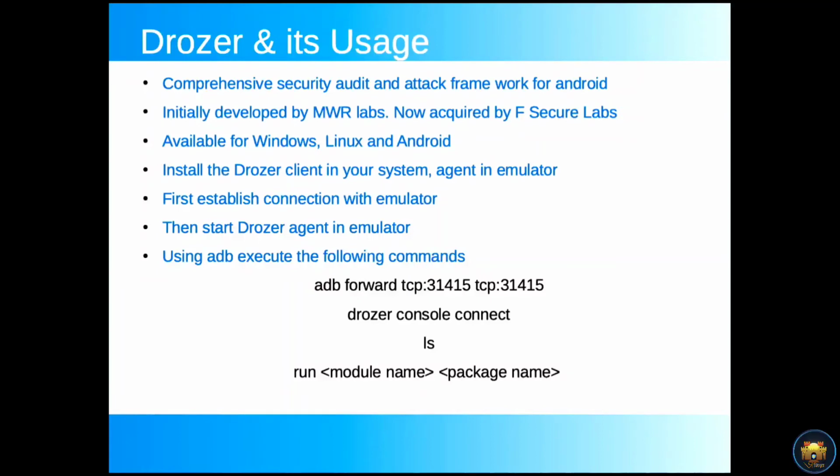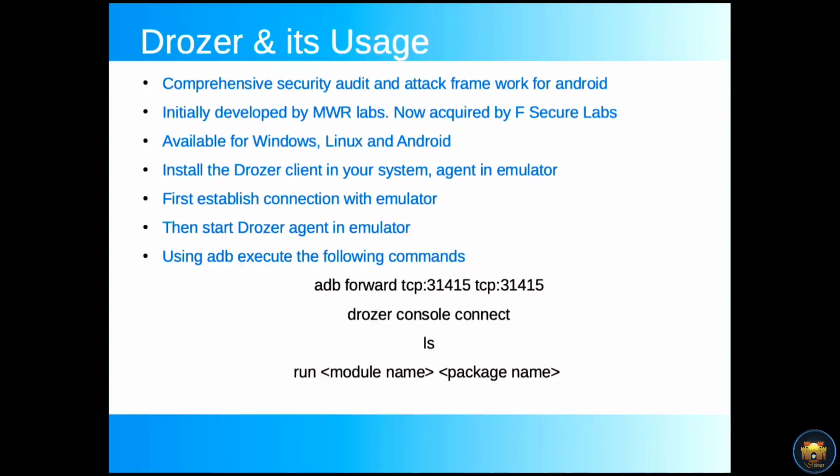So before that, we need to start the Drozer server in the emulator. Then use adb to execute the following command: adb forward tcp:31415 tcp:31415. So what we are simply doing here is forwarding local port number 31415 to the emulator port 31415 using the adb utility. Port 31415 is used by the Drozer server, which runs on the emulator.